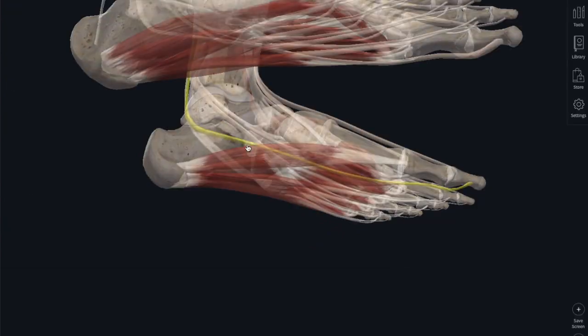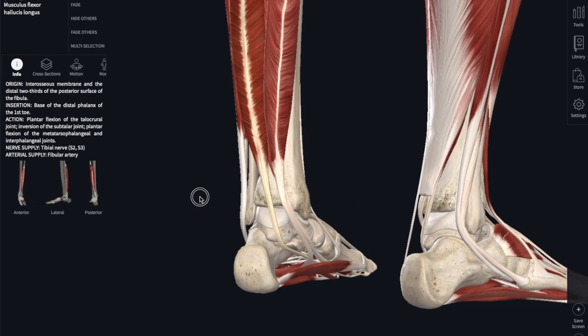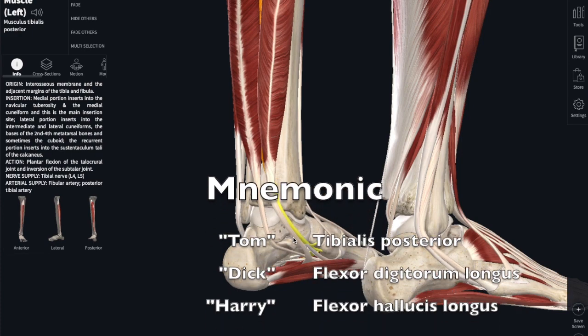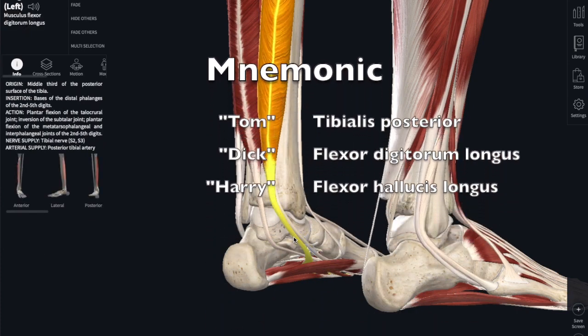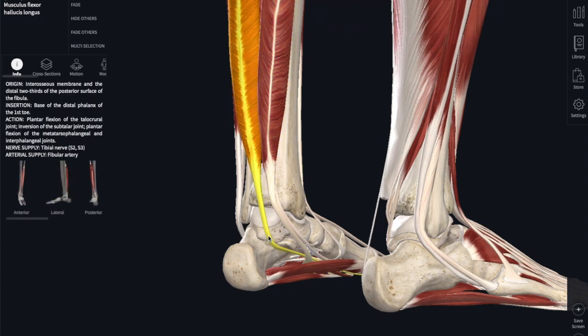Now, as we mentioned in class, there's a mnemonic that will help you remember the order of these three tendons. That mnemonic is Tom, Dick, and Harry. Tom is for tibialis posterior. Dick is for flexor digitorum longus. And Harry is flexor hallucis longus.